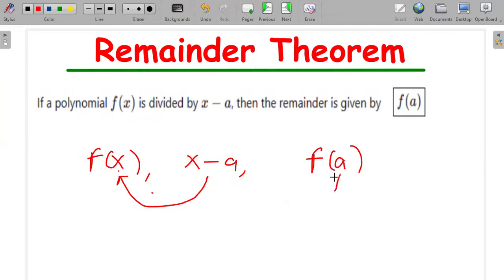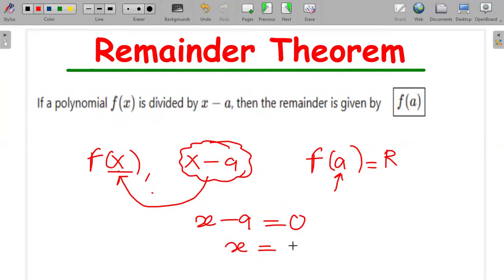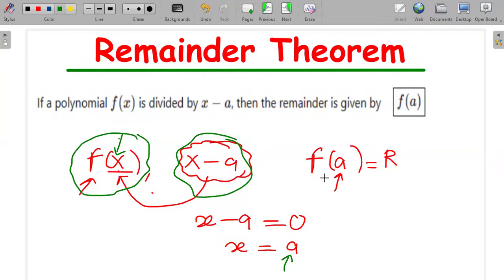So now the question is, where do we get this a here? Because you can see this is f of x, and here I've said the remainder will be given by f of a. So for this a, we simply solve for x. The function that you've been given, you equate it to 0, and then you solve for x. So x will just be equal to a. And then in the function that you had initially, you replace x with what it is equal to, which is a. Simply meaning that if I divide this function by this function, then my remainder is going to be f of a.